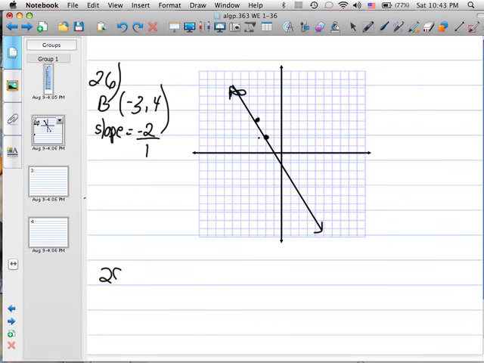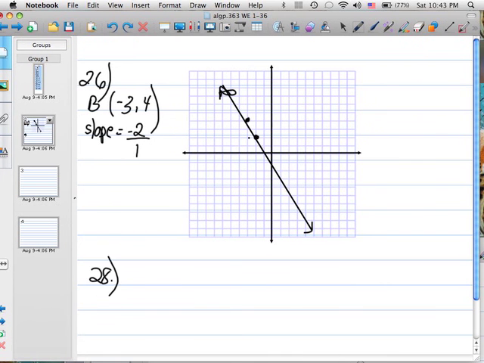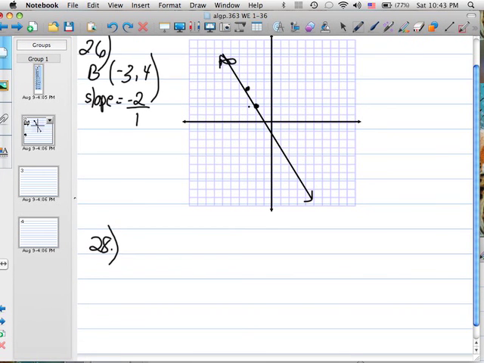Problem number 28. Okay, I'll do what you have to do, which is make just 2 lines here because you're not going to make a perfect grid. 28, you're going through point M, which is negative 2, negative 1, and you have a slope of 2 sevenths.